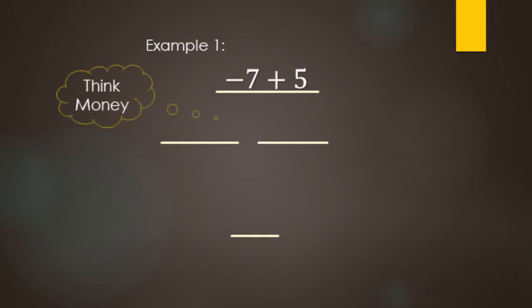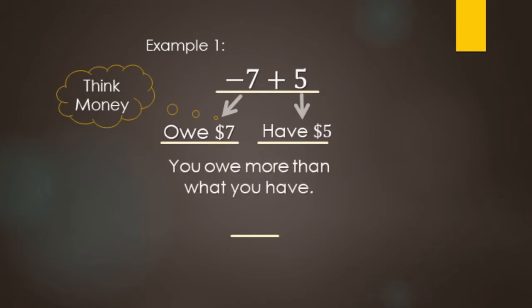Now, if we're thinking money, this -7 is going to represent that you have to pay or that you owe $7. And then the plus 5 means that you have $5. There's a $5 bill in your wallet. Okay? So now we know that you owe $7. You have 5, so you owe more than what you have. So your answer is going to be a negative number.